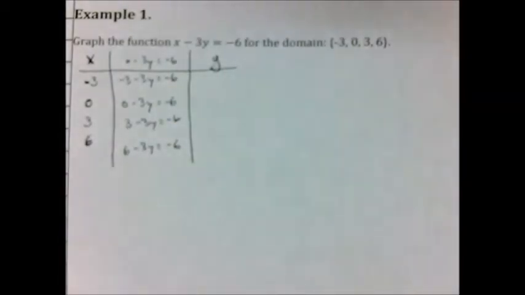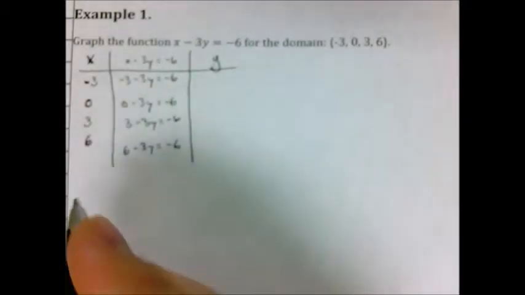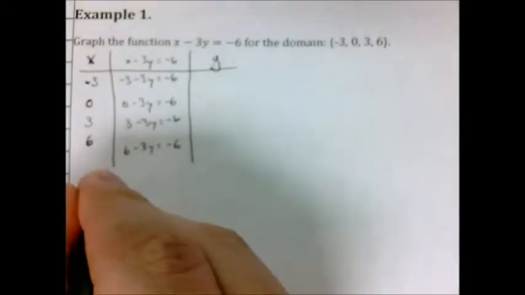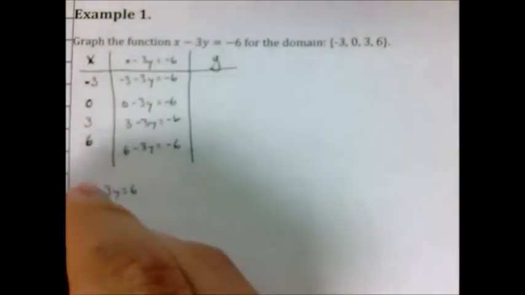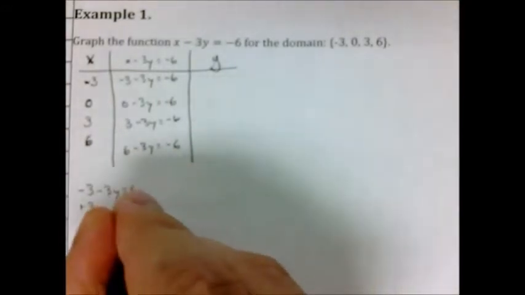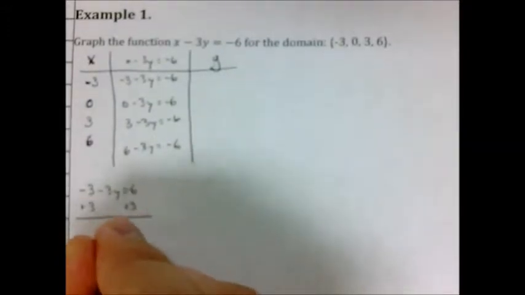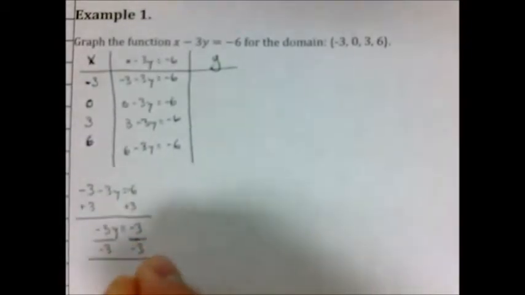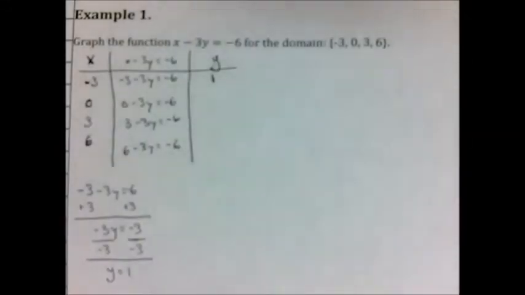Alright, now we have to figure out what is y really equal to given these equations here. And so let's rewrite the first one down below here. We have negative 3 minus 3y equals negative 6. We're just solving it like we normally would. We have to add 3 to both sides. So that's a negative 6. And we get negative 3y is equal to negative 3. Divide by negative 3. And we end up getting y is equal to 1. So 1 goes right up there.